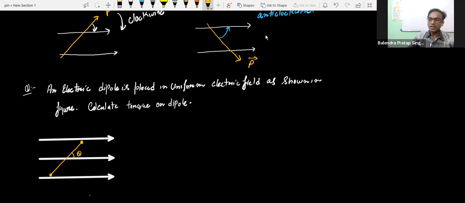And the one end has a charge -2 millicoulomb. And the other one has charge +2 millicoulomb, and the separation distance between these two charges is 3 millimeter. In this case, you have to find the torque. What is the value of torque? Find the magnitude of this torque.